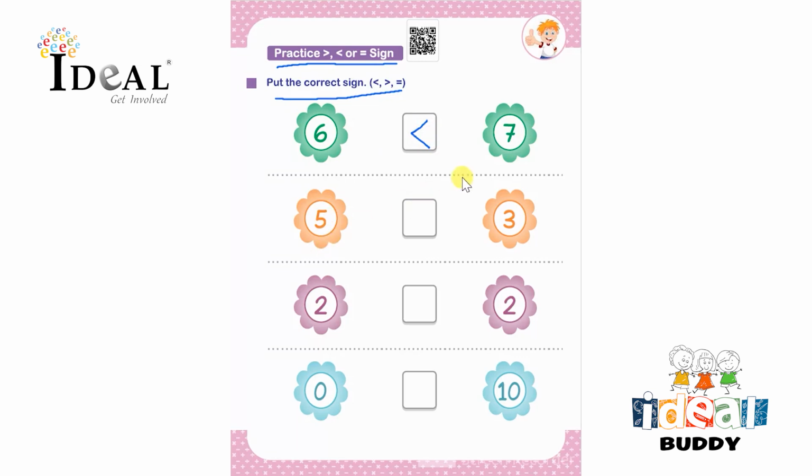Here is 5 and here is 3. So 5 is greater than 3. Here it's 2 and 2. So 2 is equals to 2. Here it's 0 and here is 10. So 0 is less than 10.